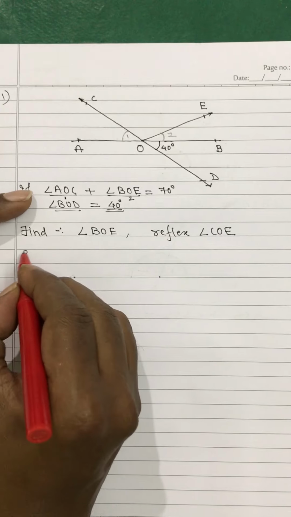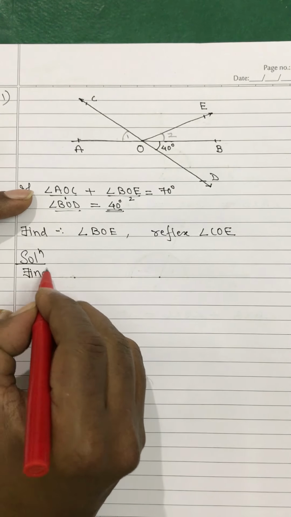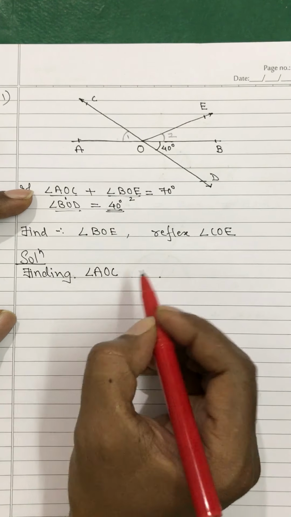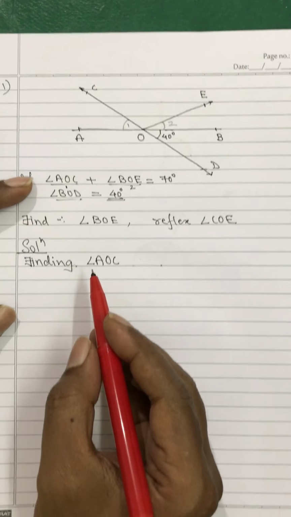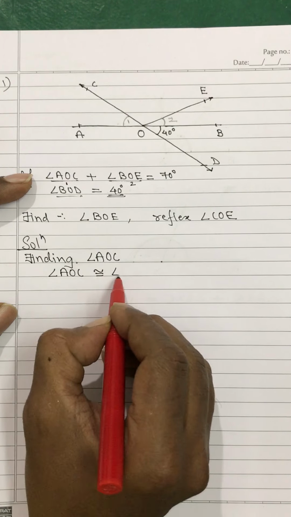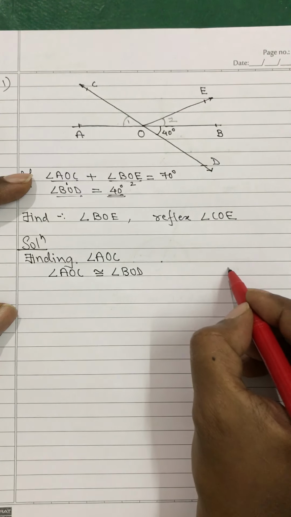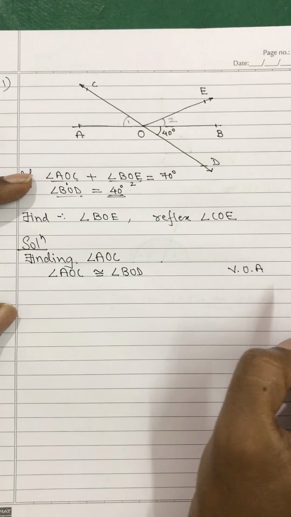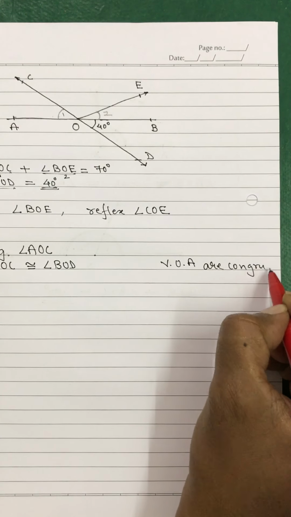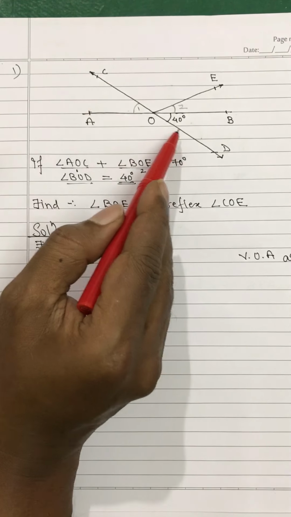Okay, solution. First, what are you going to do? Finding angle AOC. This you are going to find from here. Now here you will tell angle AOC is congruent to angle what? BOD. Right? Reason is vertically opposite angles. If you want, you can write they are congruent. Fine, they are congruent, always congruent to each other. They are basically vertically opposite angles. Why they are vertically opposite angles?